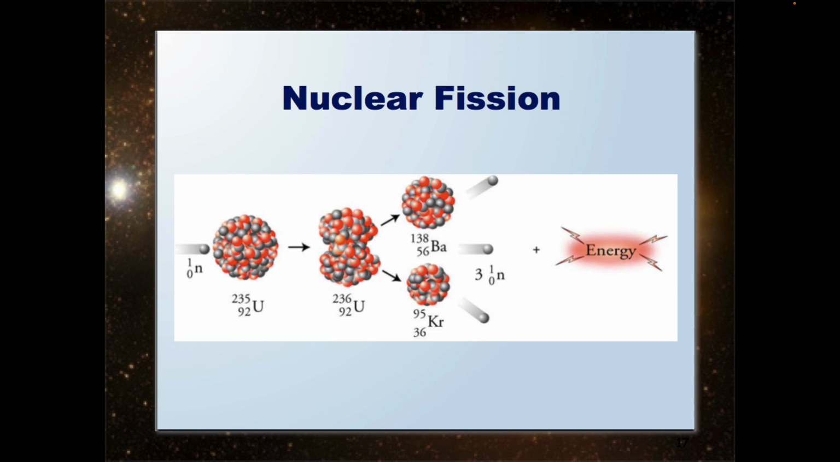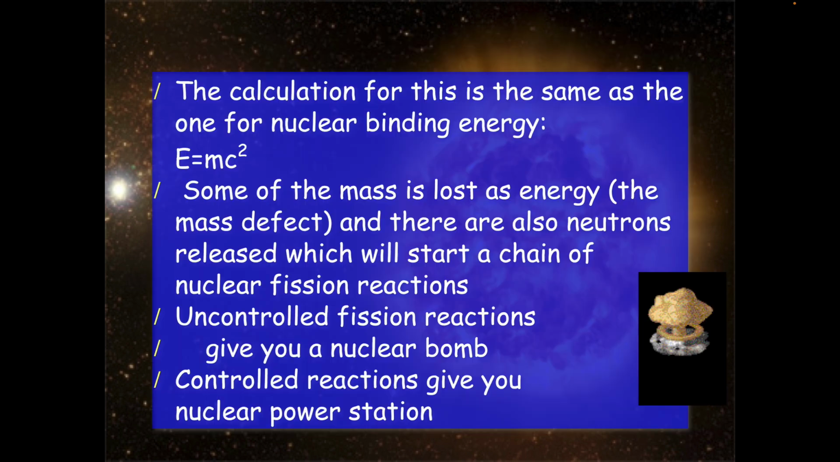But because one neutron initiates the process and it produces three neutrons that can now initiate their own processes, this can set up a chain reaction where you can get a sustained reaction, which is why nuclear fission is sustainable. The calculation for this is the same as for nuclear binding energy, E equals mc squared. Some of the mass is lost as energy, the mass defect. And there are also neutrons released which start a chain reaction of nuclear fission reactions.